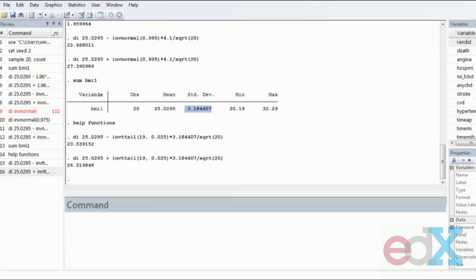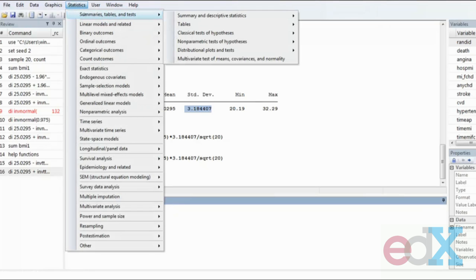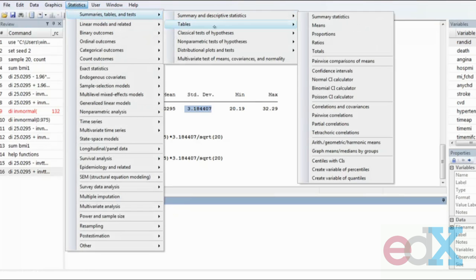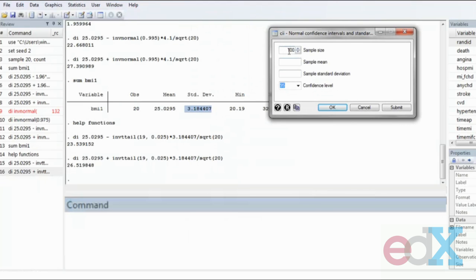However, that was a bit of a pain, basically. So is there an easier way to go about doing this in Stata? The answer, fortunately, is yes. If you want to calculate a confidence interval in Stata using built-in functions, go Summaries, Tables, and Tests, Summary and Descriptive Statistics, and then go to the normal CI calculator. So remember, we're assuming normality, so we're going to use the normal confidence interval calculator.